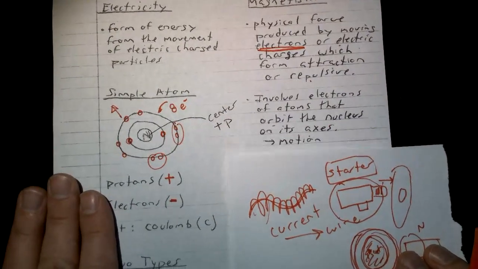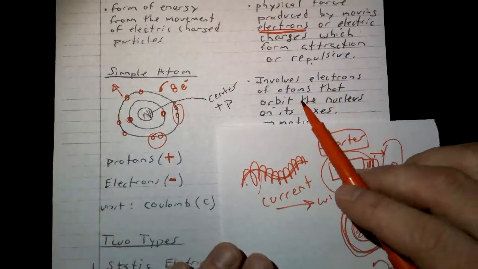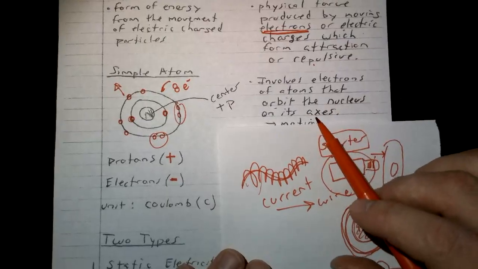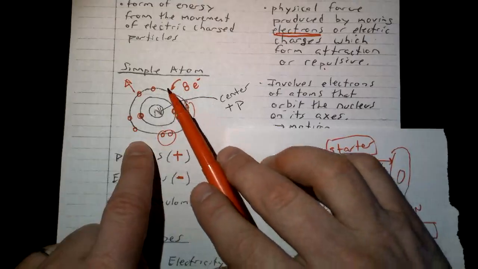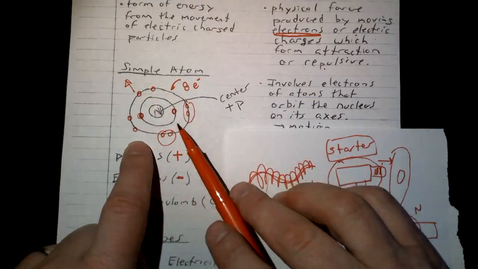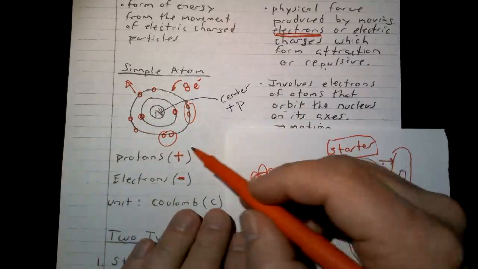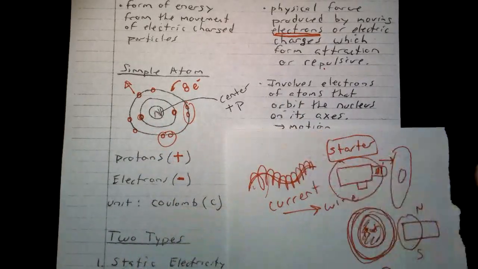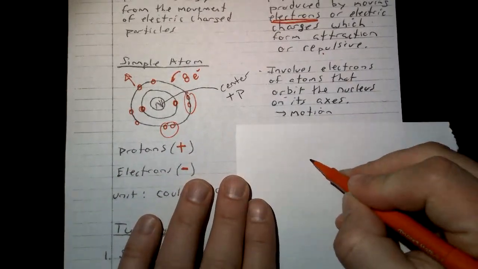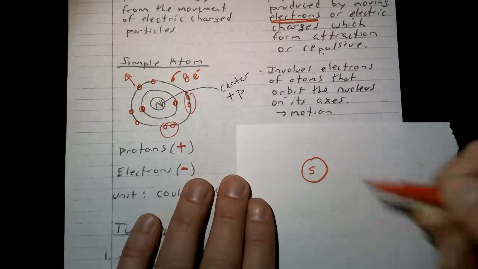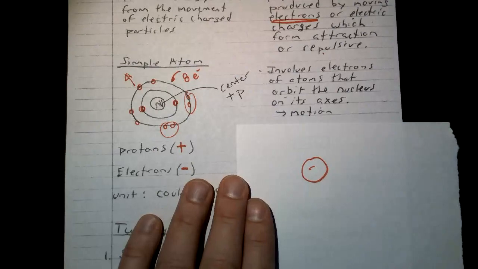So really, it involves electrons of atoms that orbit the nucleus of the atom. We talked about the atom, and as current is running around this nucleus, you're creating some kind of electromagnetism. And if you think about it, this is what our Earth does, right? So that should say the Earth.